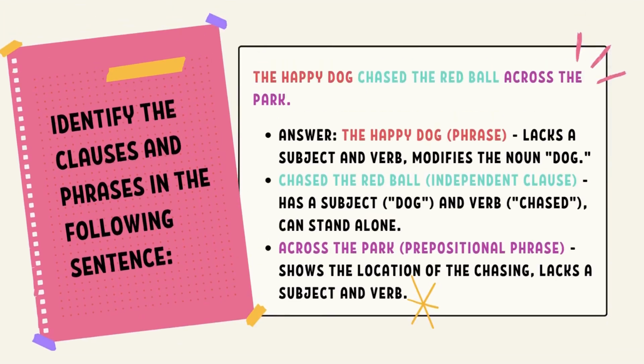The answer: the happy dog is a phrase, lacks a subject and verb, modifies the noun dog. Chased the red ball is an independent clause, has a subject, dog, and verb, chased, can stand alone. Across the park is a prepositional phrase, shows the location of the chasing, lacks a subject and verb.